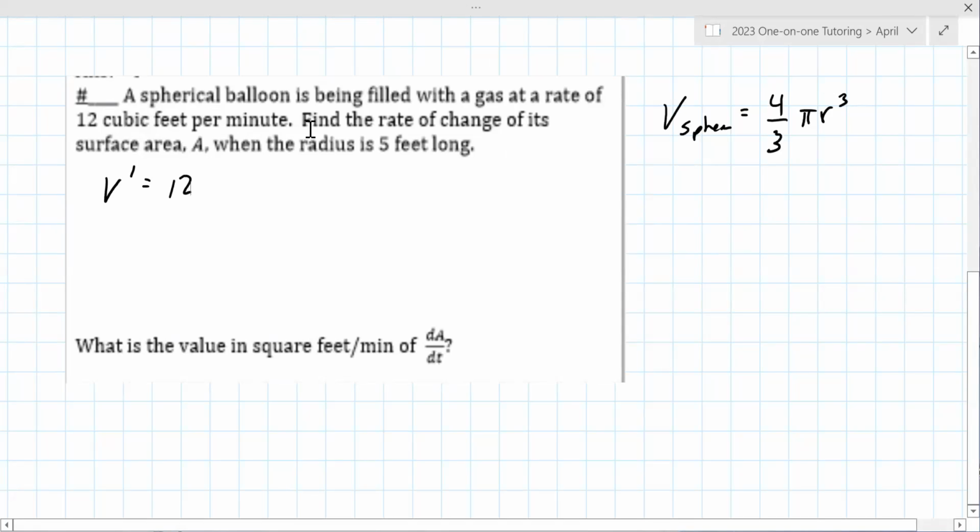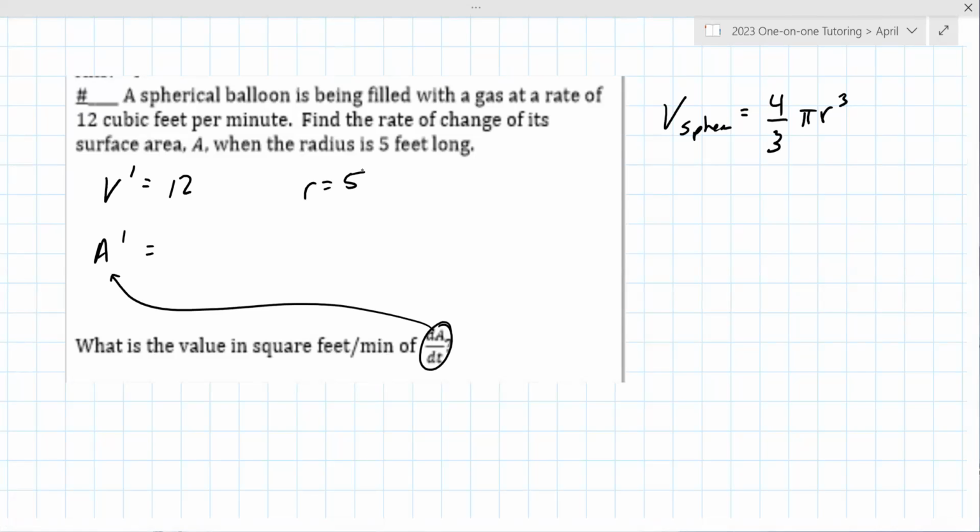We want to find the rate of change of its surface area. So we really want A prime. That's what we're trying to solve for, which is dA/dt. That's down here. When the radius is 5 feet long. So I like to actually identify all the stuff that they're giving you and then figure out where to go from there. Do you remember how surface area is related to volume in calculus?